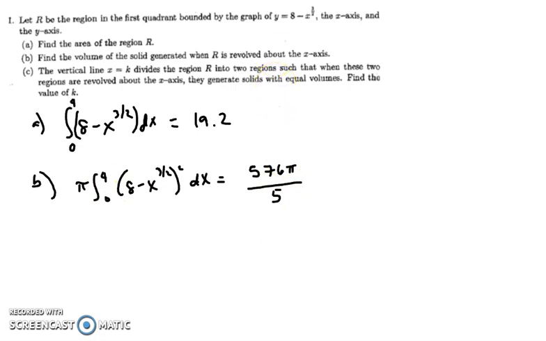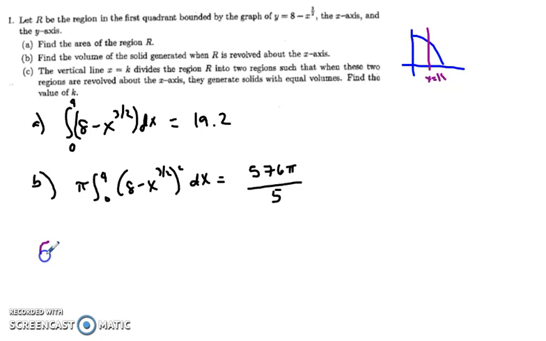Part C says, the vertical line x equals k divides the region. So let me just sketch that region. That region looked like this. So we're going to have some vertical line that divides this so that when the regions are revolved around the x-axis, they create equal volumes. So we've got some line here, x equals k.